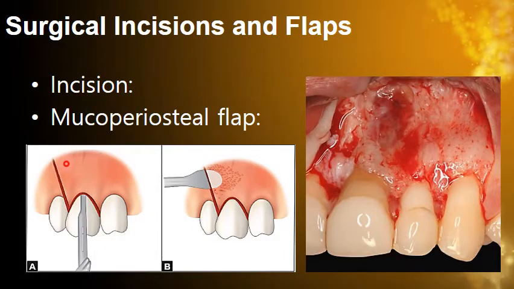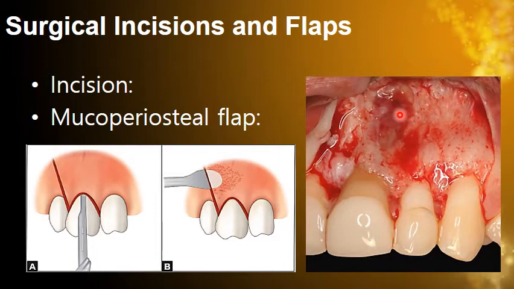What is an incision? Incision is a surgical cutting of a tissue or an organ using a surgical blade. What is a flap? In oral surgery specifically, it is called a mucoperiosteal flap. It is a layer of gingiva, oral mucosa, and periosteum, partially reflected from the bone to expose the bone and the structure below it. This is the goal of the mucoperiosteal flap.